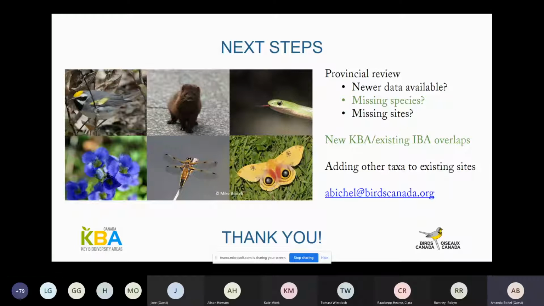Oh, yes, and we're also working with WCS and NatureServe on assessing new KBAs and existing IBA overlaps. We're finding that every new case is different, so it's an interesting thing to assess, and how the boundaries will change. And also, we just got some preliminary data from NatureServe on adding other taxa to existing IBAs. So that's really exciting, to start figuring out what other species will be added to these IBAs in the future.